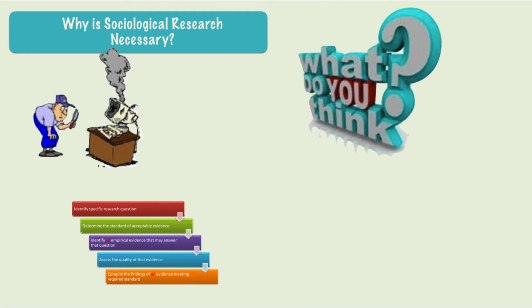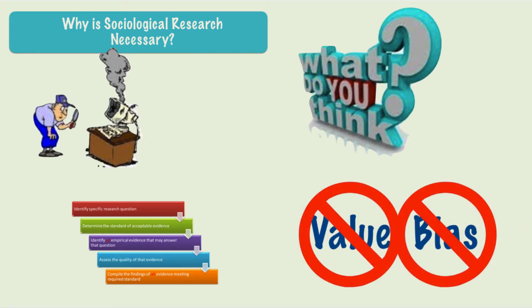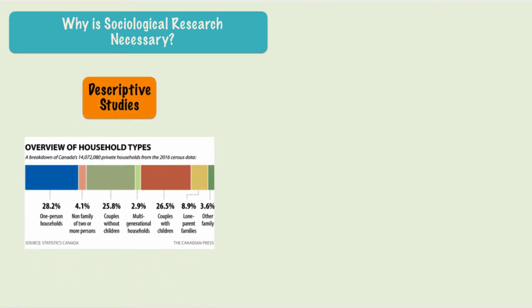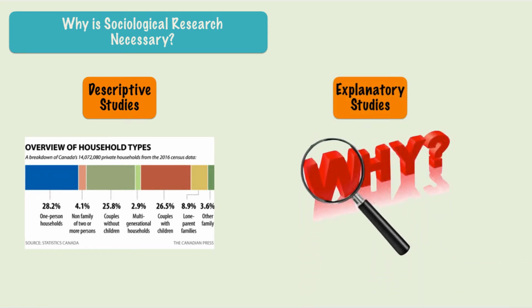And lastly, science is objective to ensure that scientists' biases and values do not affect their research. Now, there's more than one type of research. We could look at descriptive studies, where they describe social reality or provide facts about some group, practice, or event. Or we could do explanatory. Explanatory studies try to explain the relationship or to provide information on why certain events do or do not occur.